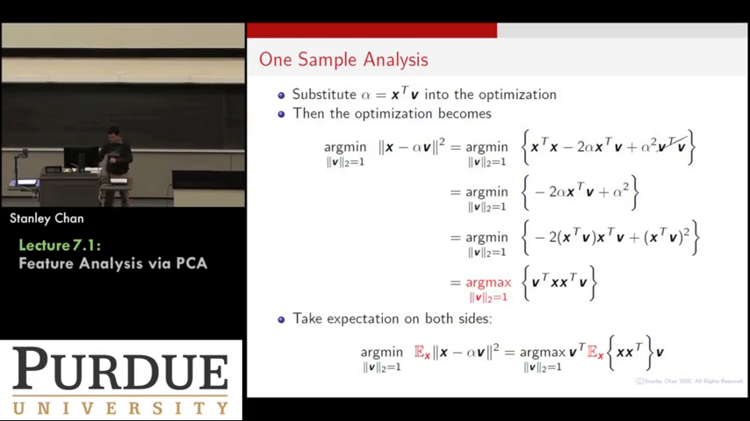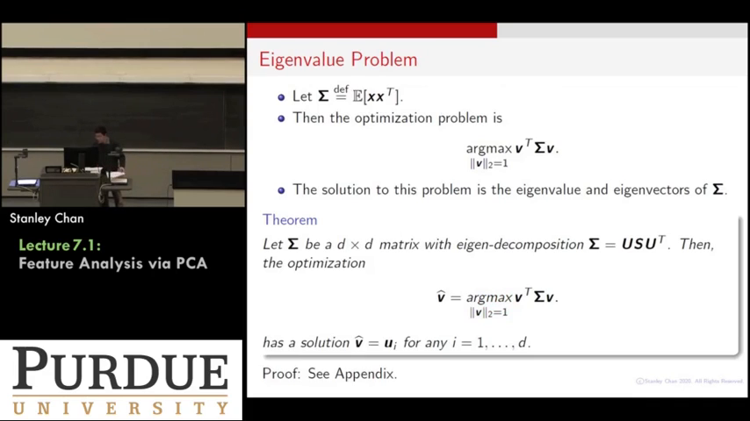Now, to be slightly more precise, I want to define the following notation. I'm going to define sigma equals the expectation of x x transpose. Then the previous optimization problem will become this. You are going to do this arg max on v transpose sigma v, and then you have this 2 norm of v equals 1. You have a constrained optimization problem.